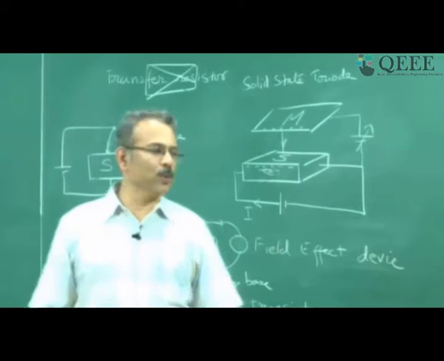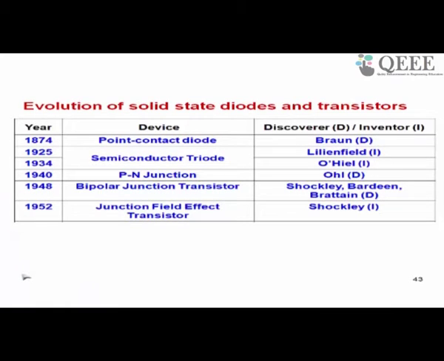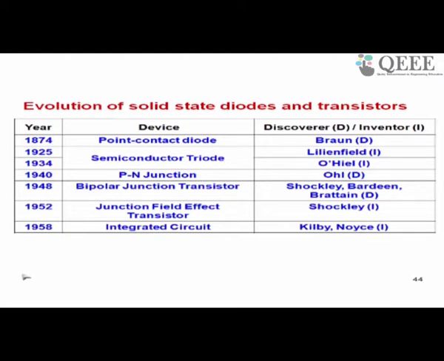So in 1952, Shockley invented what is called the junction field effect transistor, a variation of this. You can do a net search and find out how a junction field effect transistor works. In 1958 came the idea of the integrated circuit. Of the people who proposed this idea, one of them has got a Nobel Prize in physics.